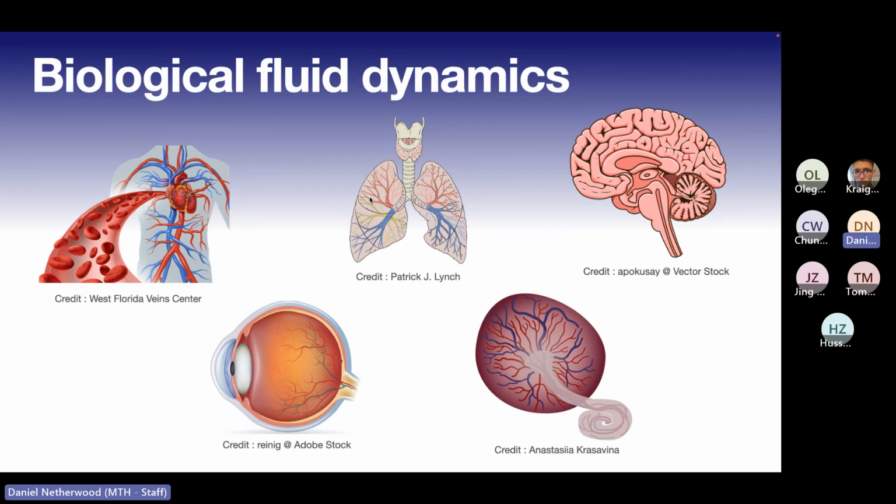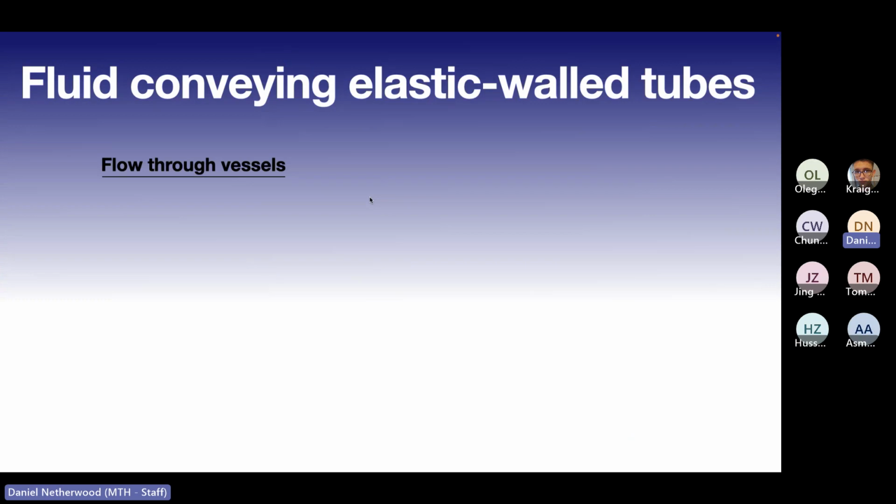The reason I mention this is because biological fluid dynamics is super important. It's still a massively growing area of maths. The common denominator of all the types of biological problems I talked about there is that at some point you're probably going to encounter some sort of fluid-conveying elastic-walled tube. So we're thinking about biological fluids, or biofluids, flowing through these vessels.